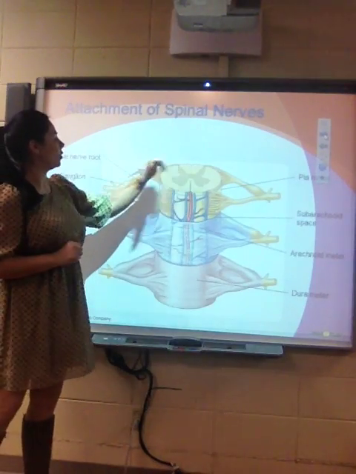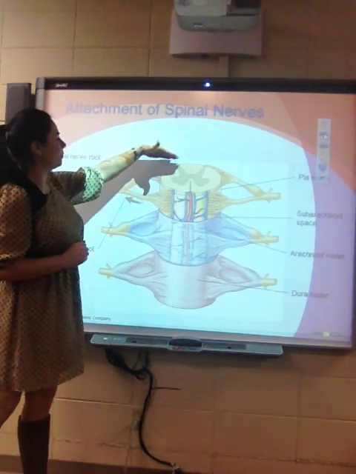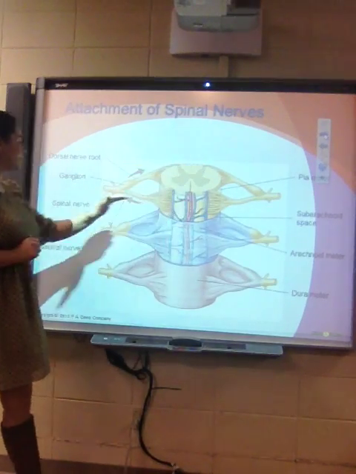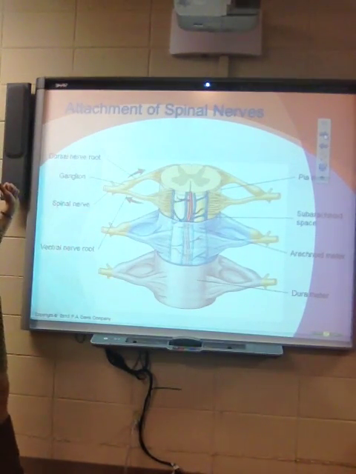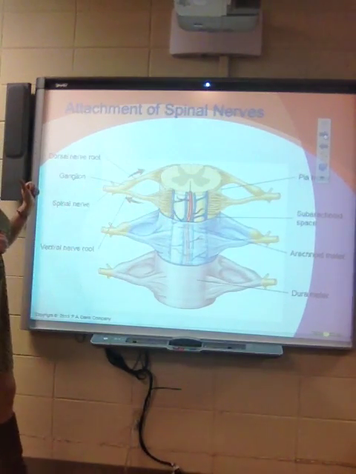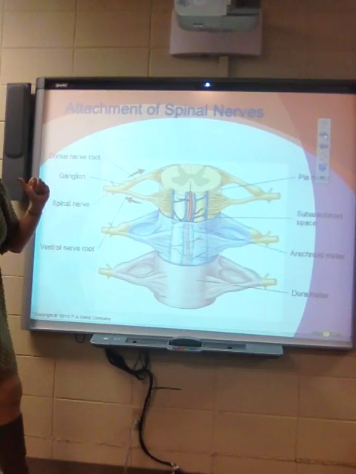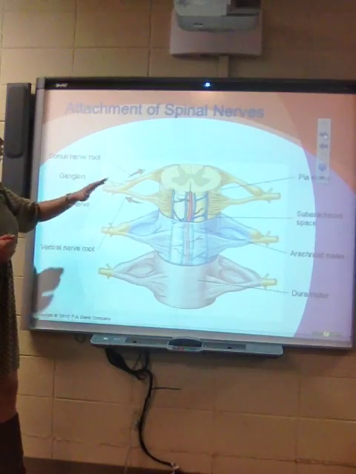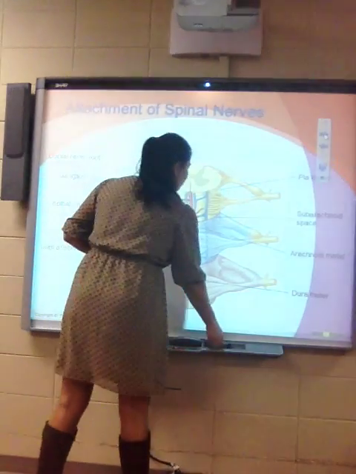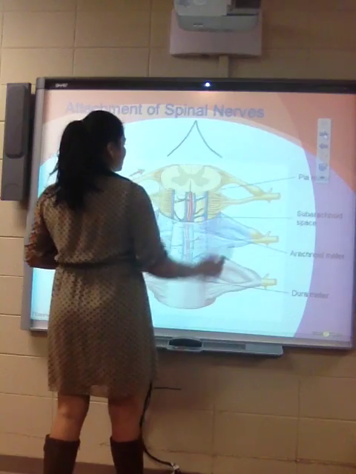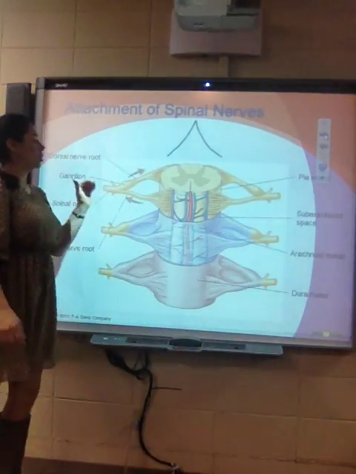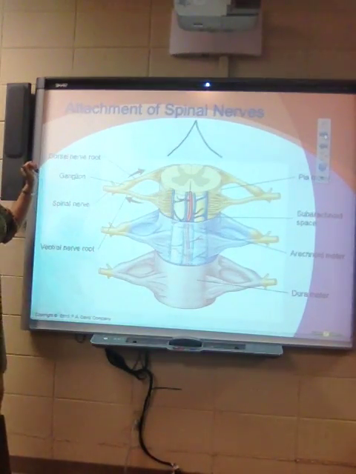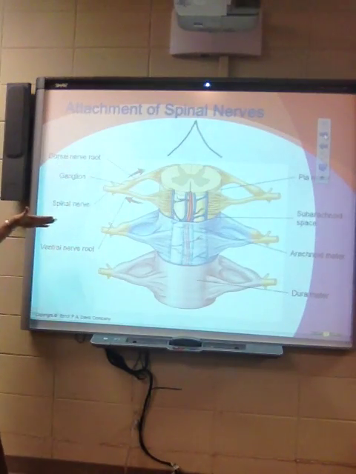Dorsal root, again, going in, bringing sensory information into the spinal cord, and then coming out, we have our ventral, we have the efferent coming out, bringing information to the muscles or glands. Motor coming out. Sensory in, dorsal, backside. Remember, that's our vertebrae back there, that dorsal root. So a dorsal root. And then ventral or motor coming in the front side, belly side.